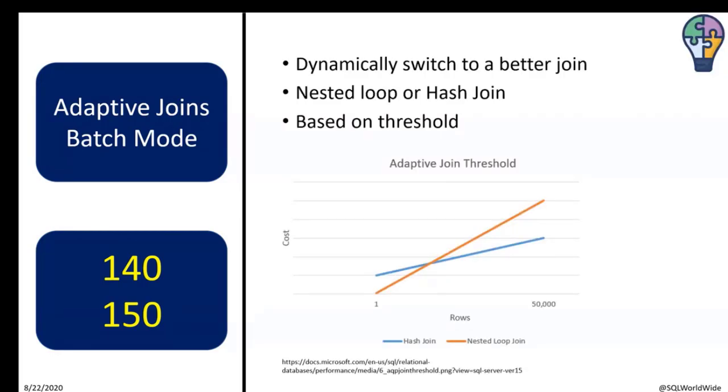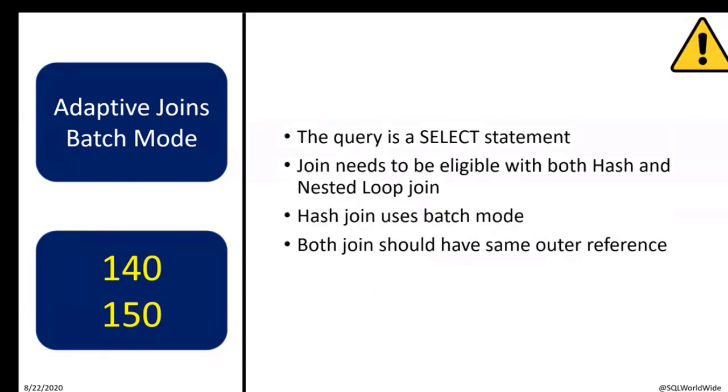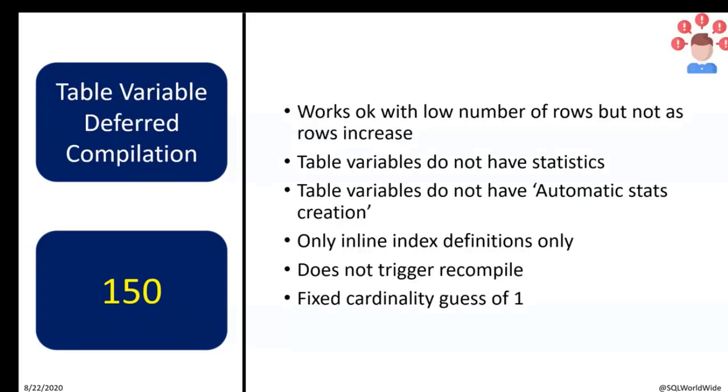How does it do that? If you look at this graph, and I also put a link at the bottom. If someone is interested, you can read that paper. It will come up with a threshold, and if you're above the threshold, it's going to do a hash join, and if you are below the threshold, it's going to do a nested loop join. Basically, if you have a smaller number of rows, you get a nested loop join, which is ideal. If you get a large set of rows, it will go for a hash join. This is only going to work for select statements, and both joins, of course, have to have the same outer reference. So I'm going to move on to the next one.